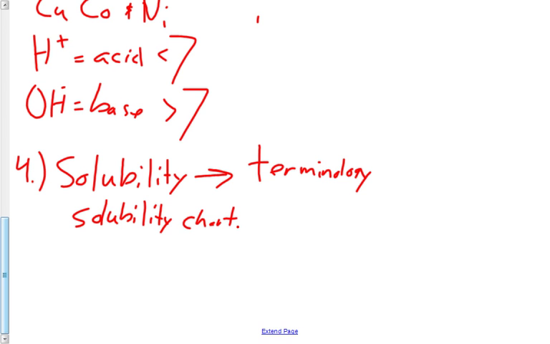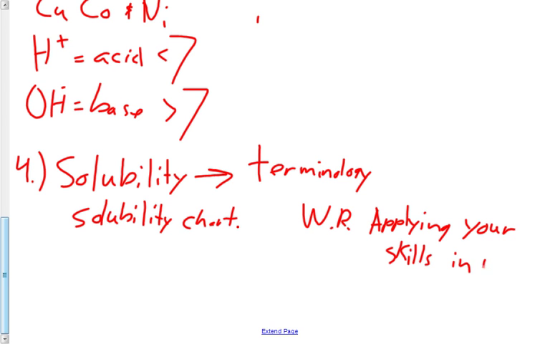And then I will tell you that there is a written response item that will be applying your skills in using that solubility chart. Okay, we sometimes call that a practical application question. Okay, where I would give you a situation involving using your solubility chart and then being able to sort of expand from there and see if you can take the ball and run with it.